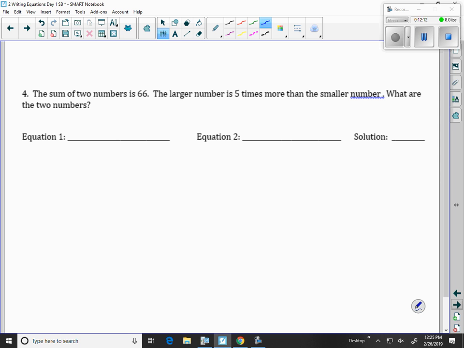All right, the sum of two numbers is 66. The larger number, what do you want to make that? X is 5 times more than the smaller number. So y times 5, or you could say 5y.